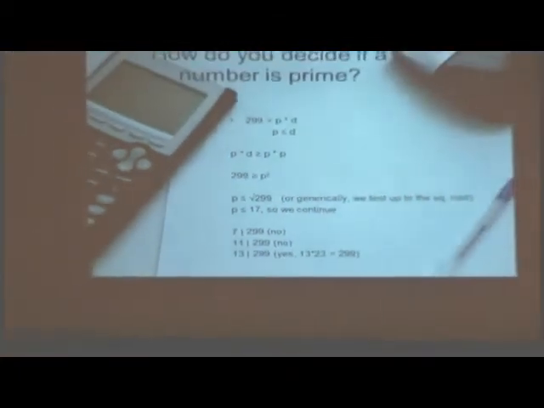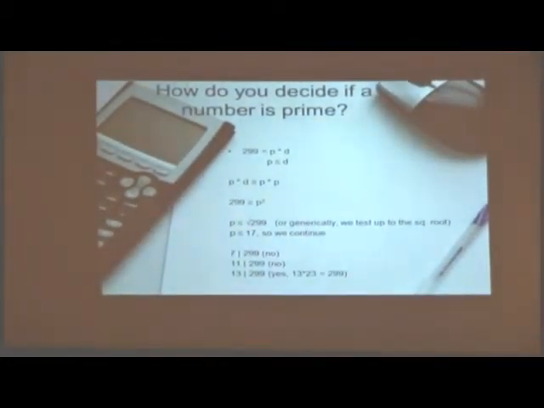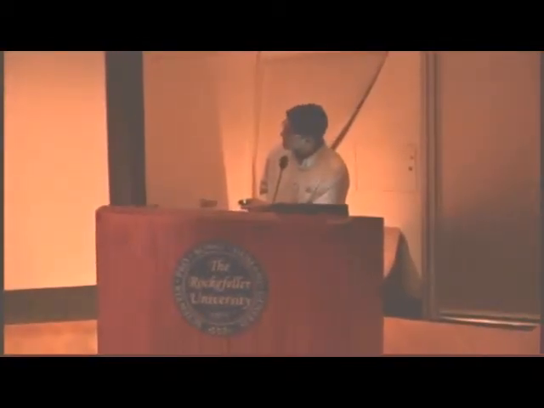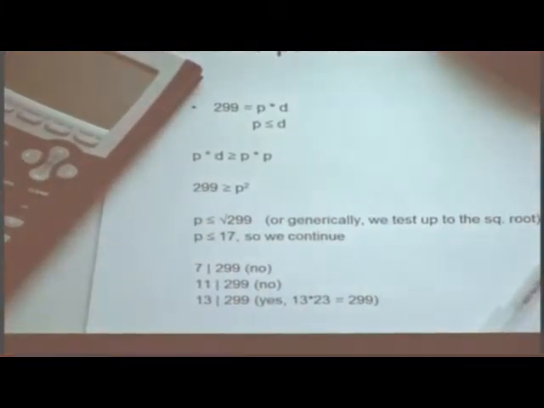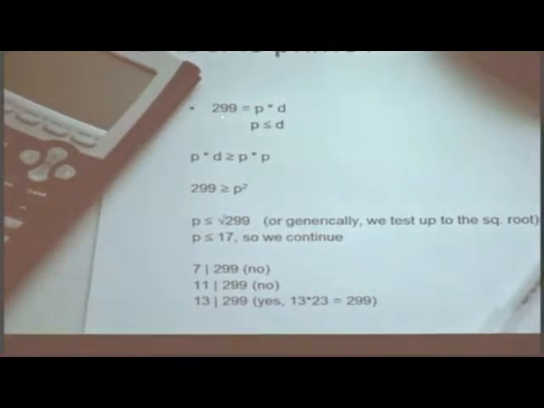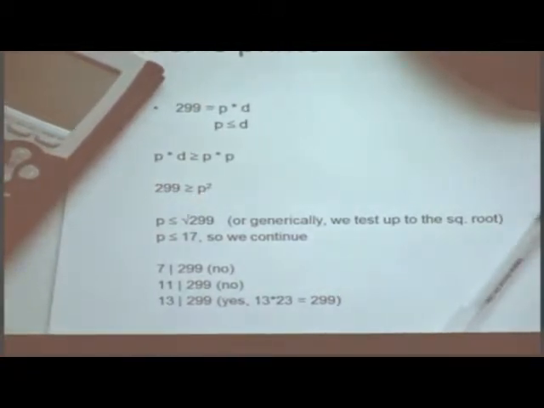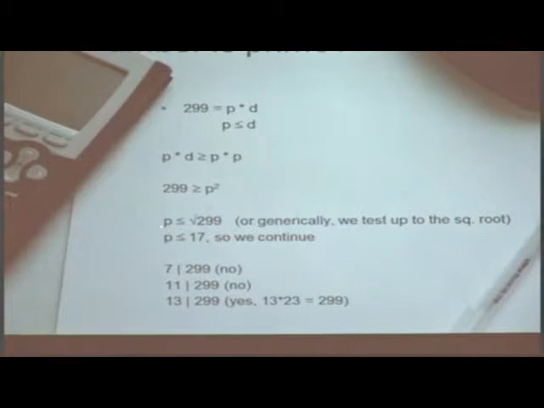So what we do is we say, well, if our number isn't prime, we can write it as the product of 2 numbers, here p times d, where p is the smaller of our 2 factors. So taking that inequality, p is less than or equal to d, we multiply both sides by p. On one side we have p times d, and on the other side we have p times p, which is p squared. And if you recall, before we defined 299 as p times d, so we go ahead and replace it there. So we say that 299 is greater than or equal to p squared. Or we can solve for p and say that p is less than or equal to the square root of 299. In generic terms, we only need to test up to the square root of our number.